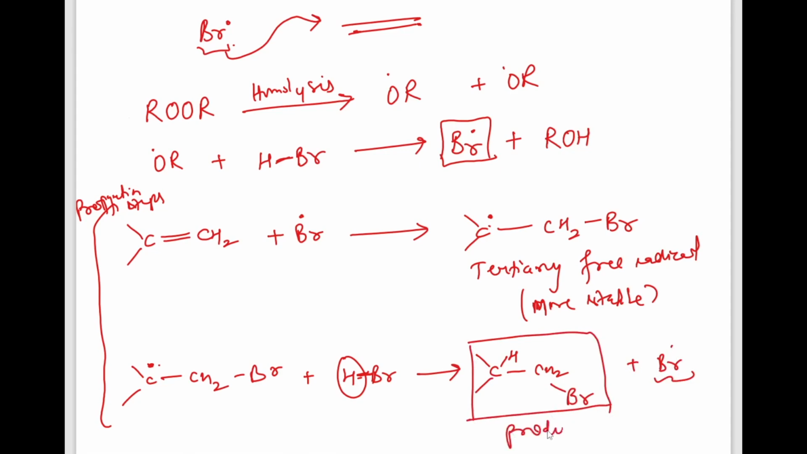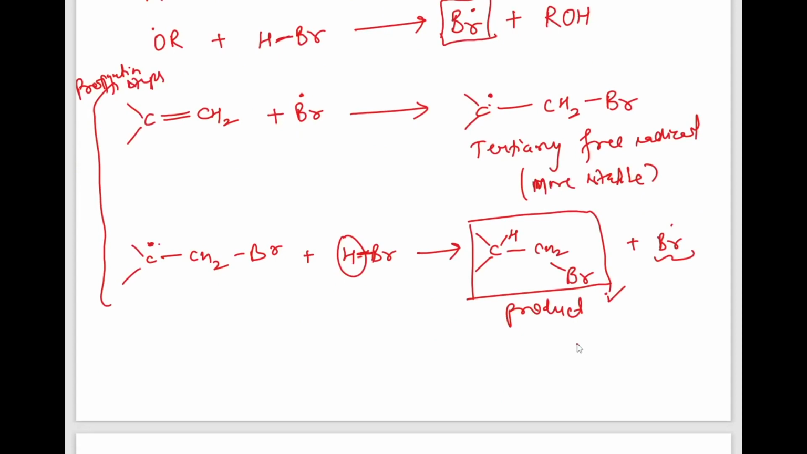So this will be our final product. Overall, this is the peroxide effect, also known as the Kharash effect, and it occurs through anti-Markovnikov's addition. This product will be our major product, and the other product will be our minor product.